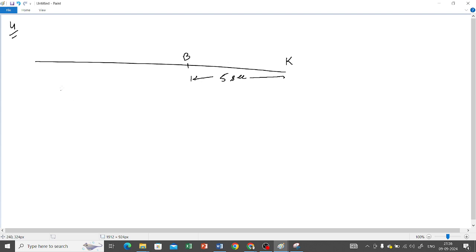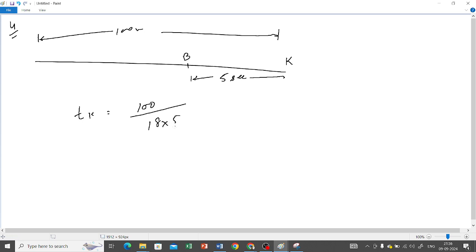Okay, so it's a 100-meter race, right? Speed of Kamal is given as 18 km per hour. Fine. So what is the time taken by Kamal? 100 meters divided by 18 km per hour. Okay, so 20 seconds. So time taken by Kamal is 20 seconds.